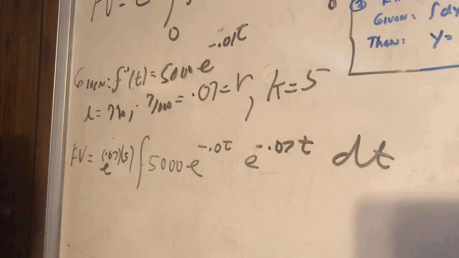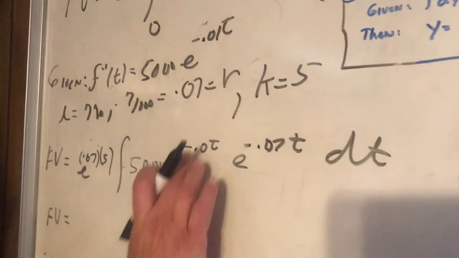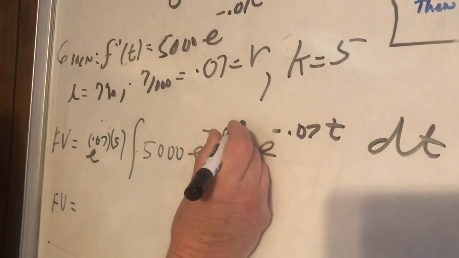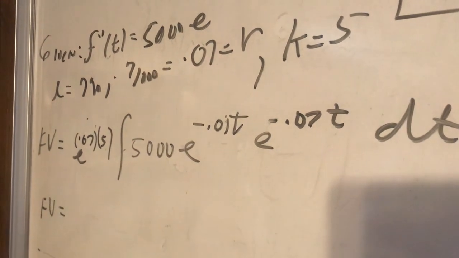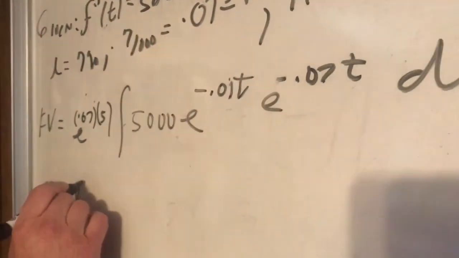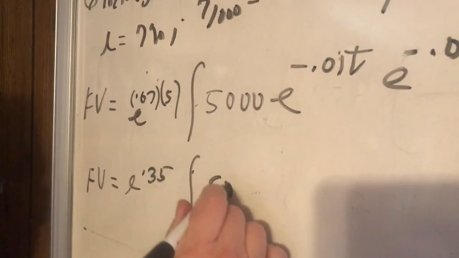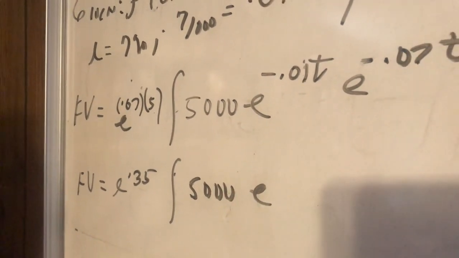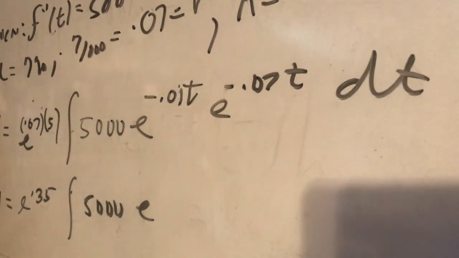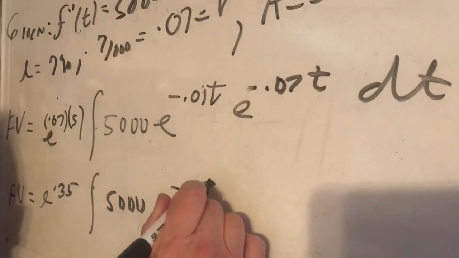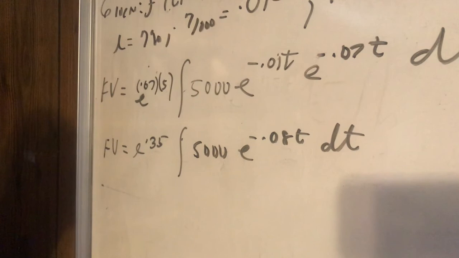Let's see what we get here. Well, let's bring the e's together. And that's 0.01 t, not 0.0 t. There we go. All right, let's do this. This is going to be e to the 0.35. Notice that's a constant. So we're going to have minus 0.01 t minus 0.07 t. That's going to be minus 0.08 t. And there we go. This should come up with a value.